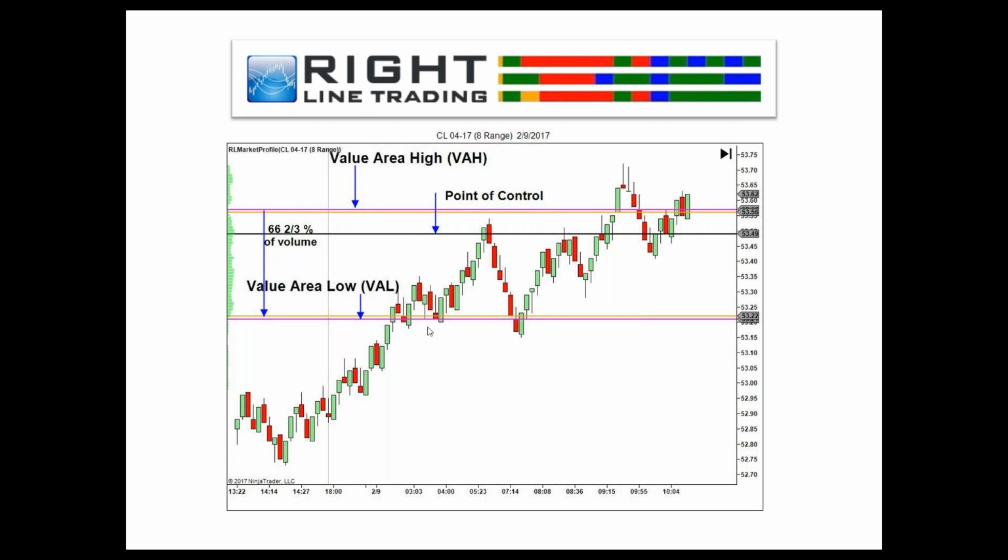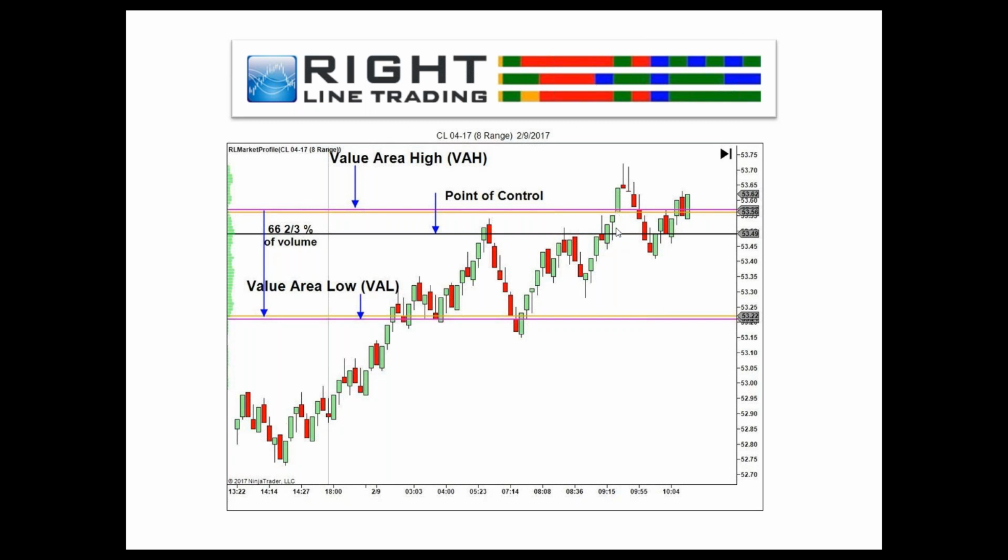Now, what happens when price approaches the value area high? It's going to get rejected down. And when price approaches the value area low, it's going to get rejected up. Because traders have already determined fair value for this given financial instrument, in this particular case crude oil, but it could be a stock, a Forex pair, any future, it does not make any difference. They want the price of this financial instrument to be between the VAH and the VAL.